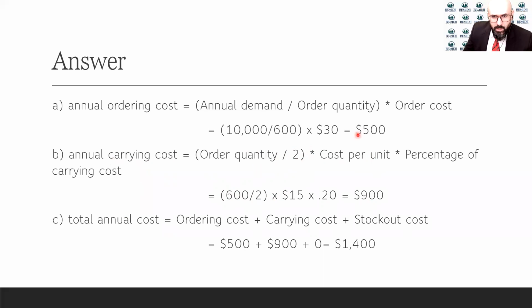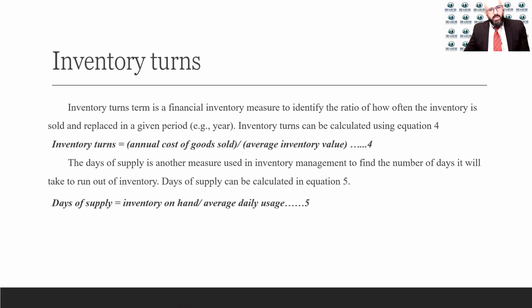Now add these together: 500 plus 900 plus the stock out cost, which is 0. That would give you $1,400 for inventory costs. All right, now moving into another factor that we use in managing inventory, which is the inventory turns.